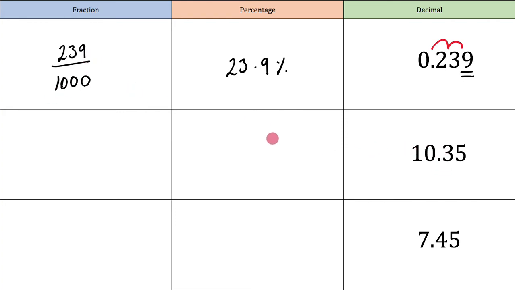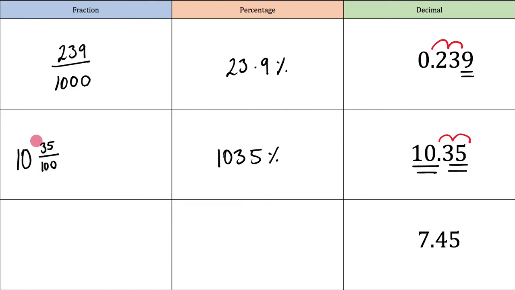Let's keep on going. So if I want to turn this decimal into a percentage, what I do is I multiply it by 100. So I move it twice over. So it's going to be 1035%. If I want to turn it into a fraction, what I would do is realize that I have 10 wholes, and then I have 35 over 100. 35 over 100. So that means I can go, all right, 35 over 100.